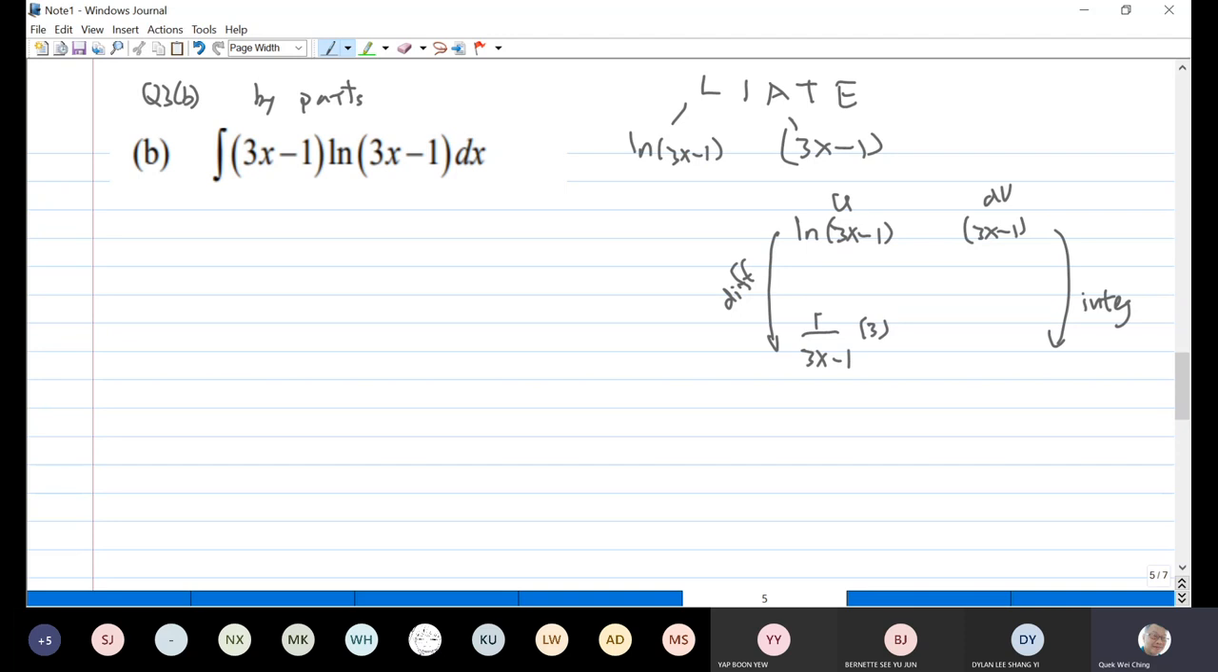Then how do you integrate 3x minus 1? Of course, you can integrate 3x to get 3x squared over 2, and integrate 1 to get x. But I have a better idea. I want to see a lot of cancellation. So integrating this, you should get 3x minus 1 squared divided by 2, then divided by 3, because I noticed a lot of cancellation. The formula comes from the integration of ax plus b to the power n, which is equal to ax plus b to the power n plus 1, divided by n plus 1 times a.